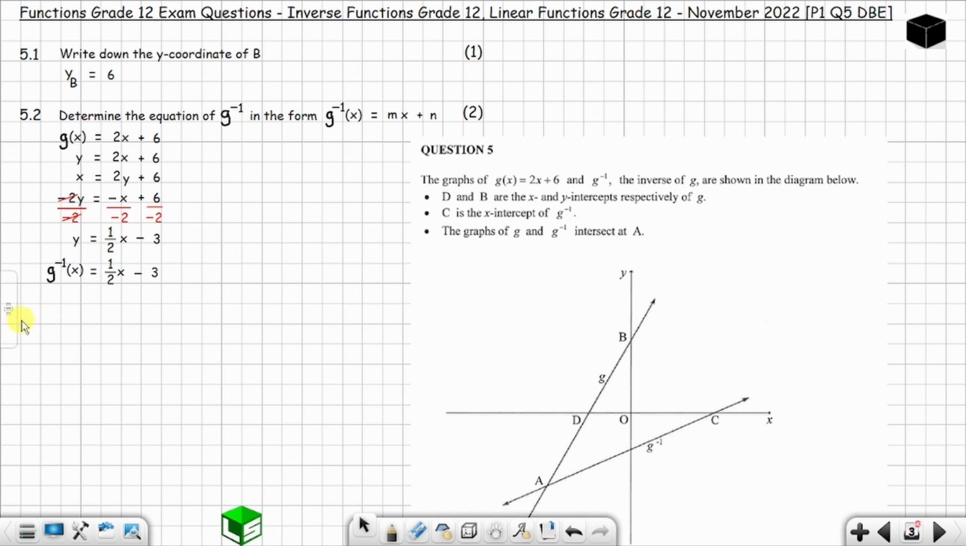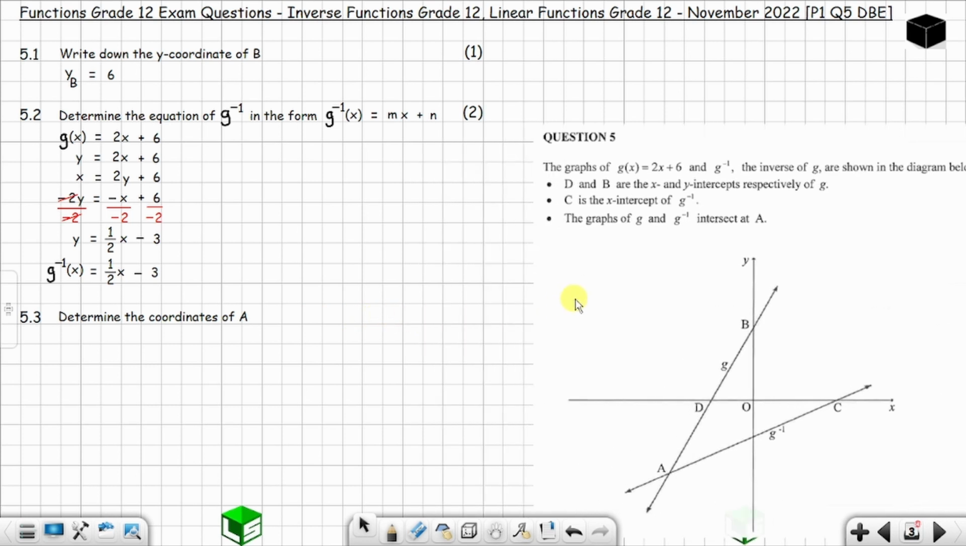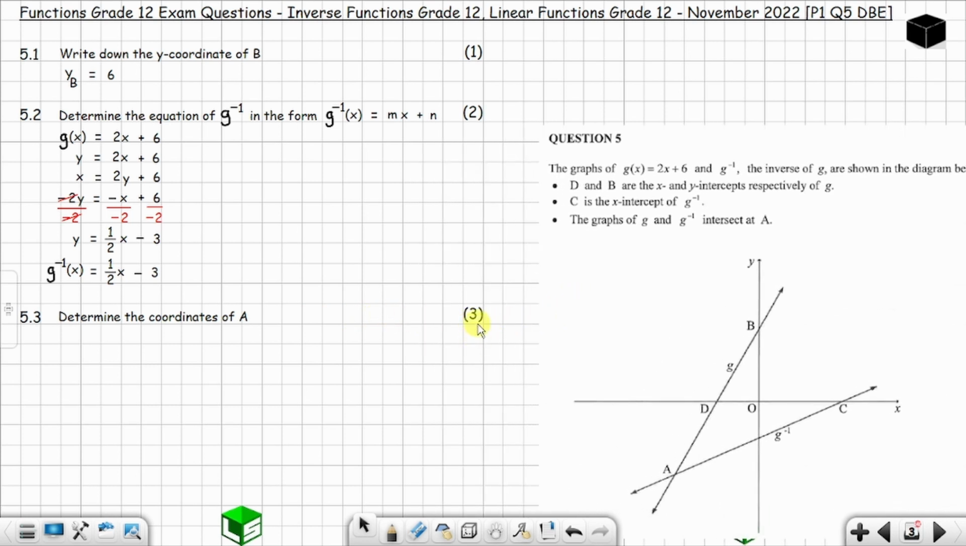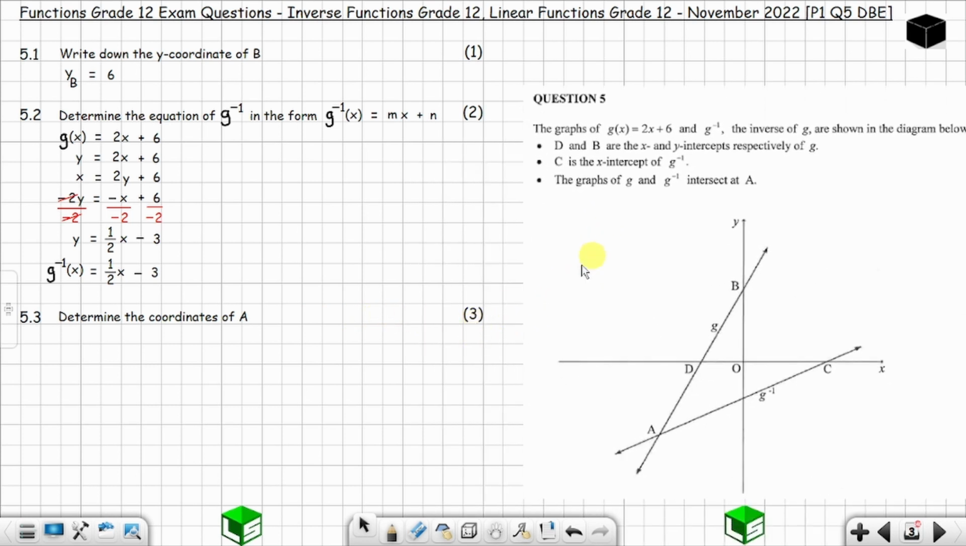Now 5.3, the question is: determine the coordinate of A. This question is how many marks? 3 marks. When you look at the graphs, you can see that A is the point of intersection. You can see A is the point of intersection of the graph of g and the inverse of g.